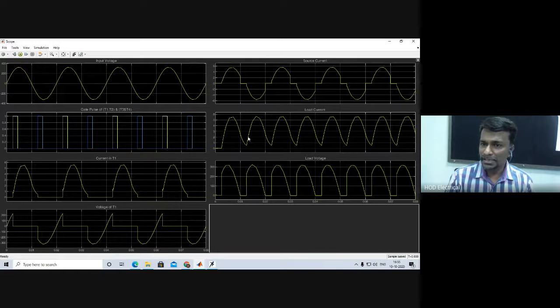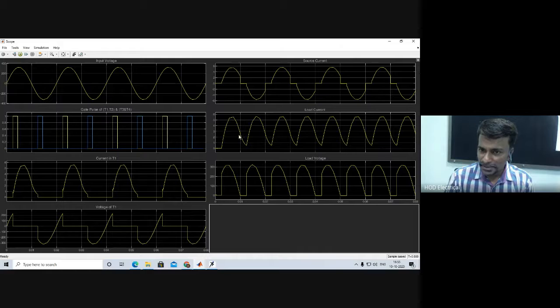Then that is why current is always there. Current is always on. Then this is for the output voltage: thyristor T1 and D2, then thyristor T1 and D1, T1 and D2, then thyristor T2 and D1, again thyristor T1 and D2, like that.